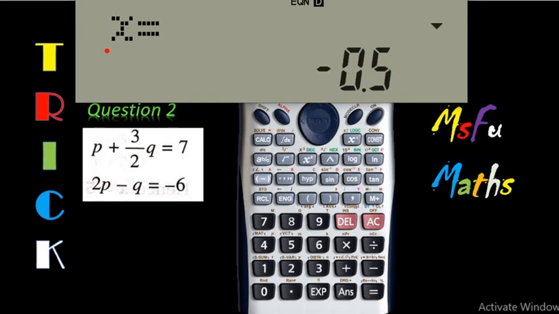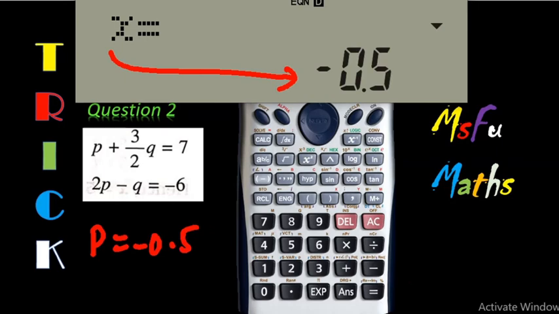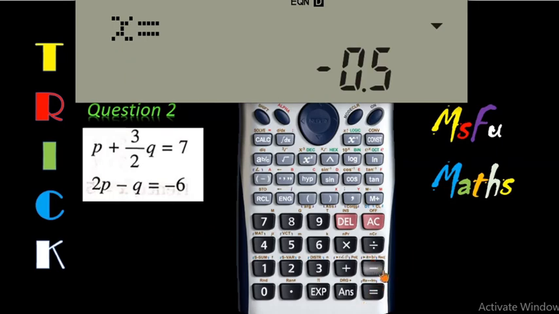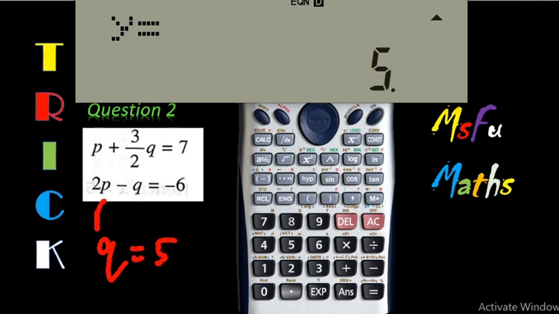Okay, even though here it says X, right? Be flexible. Therefore, your P is -0.5. Understand? Okay, I hope you understand. Okay, next, that's your P. Next, you press equals again. Y. So your Q is 5. So your P is negative 0.5 just now, and your Q is 5. Okay? And yeah, that's it.